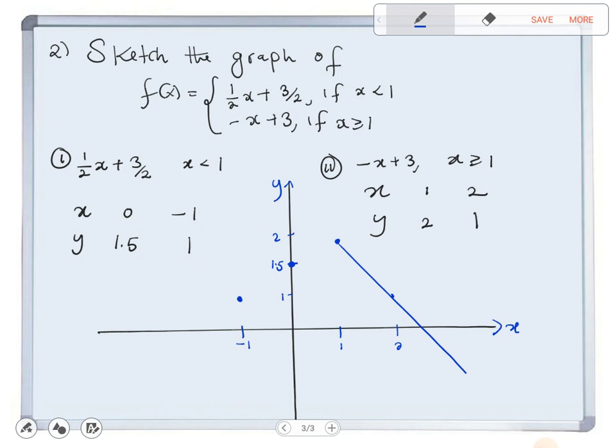If I draw properly, make sure that even yours is nice. So mine is going like that, and they are meeting somewhere here. That point is 1 comma 2. So 1 comma 2 is a solution to this entire function. So that is how you do it.